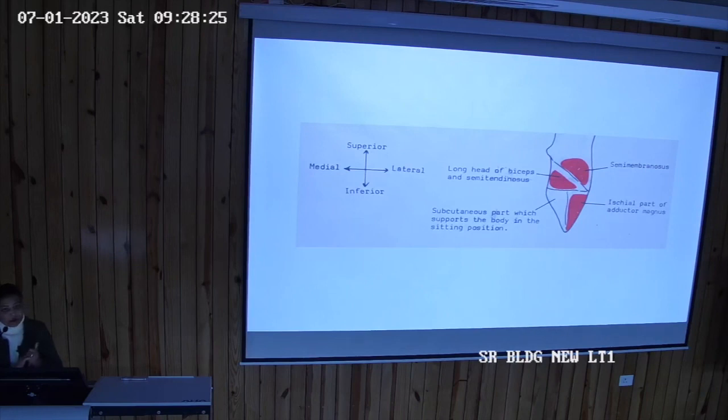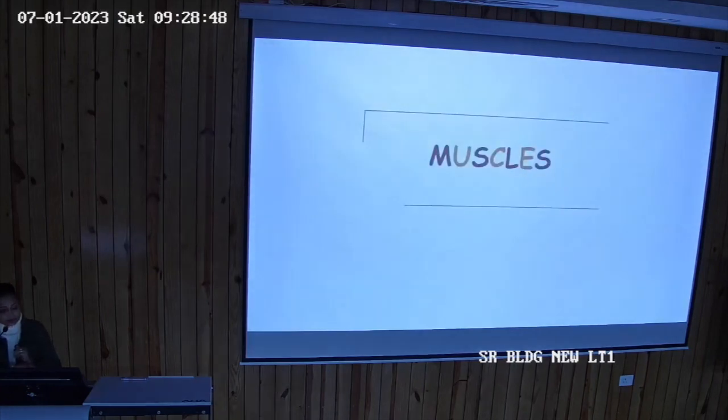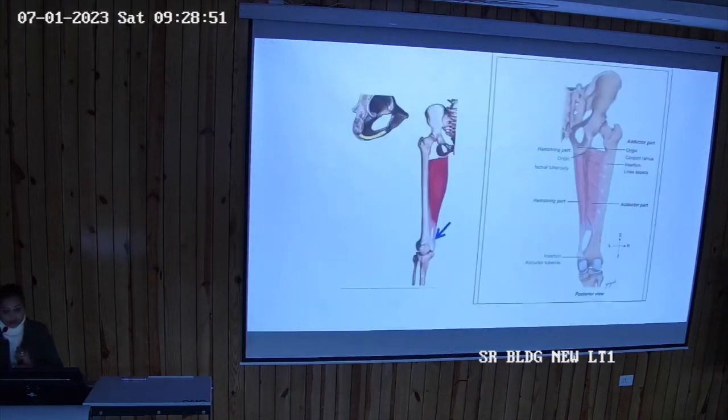So once we have drawn, now we understood the origin of the hamstring muscles. Superolateral part of ischial tuberosity gives origin to semimembranosus. Inferolateral part of the ischial tuberosity gives origin to long head of biceps and semitendinosus. Inferolateral part of ischial tuberosity gives origin to ischial part of the adductor magnus muscle. So one by one we are going to discuss origin, insertion, action and nerve supply of all these muscles.